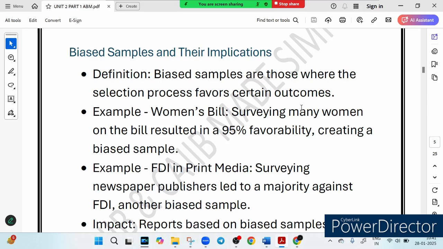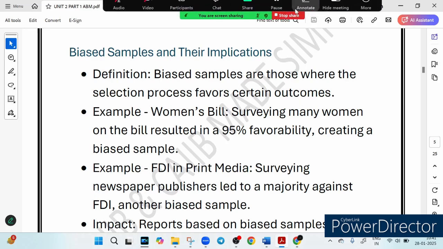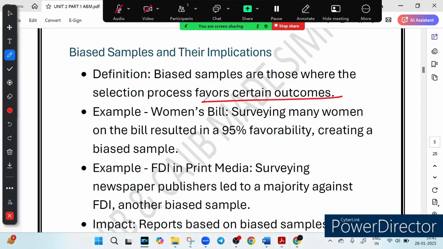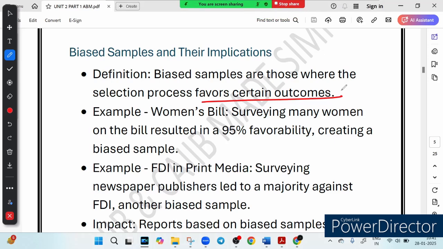So the keyword here is that it favors certain outcomes and does not fairly represent the entire population. This can create misleading results that can't be trusted. Let me give you a couple of examples. Imagine a survey on the women's bill where most participants are women. Not surprisingly, the results show 95% favorability. But is that the full picture? Nope. This is a classic example of a biased sample because it leaves out other perspectives.